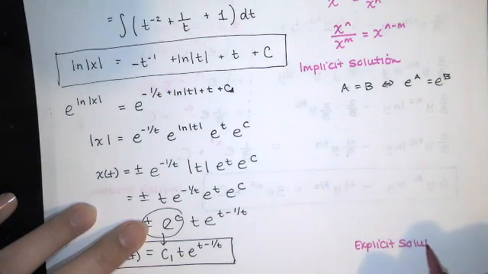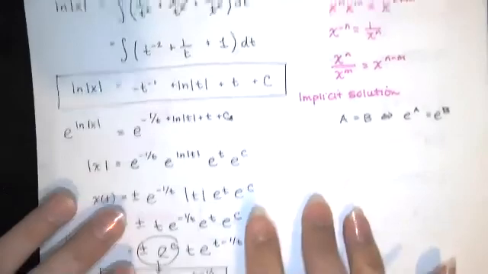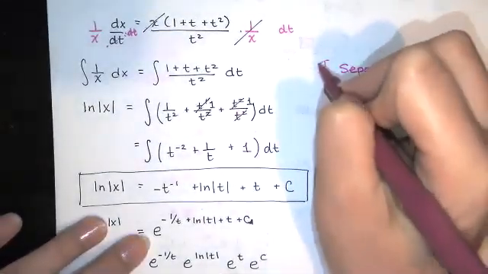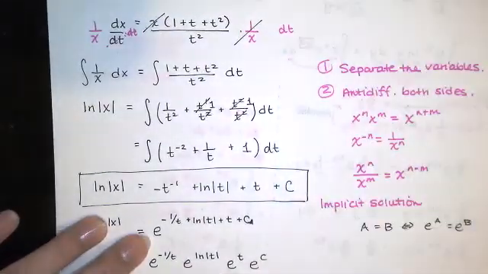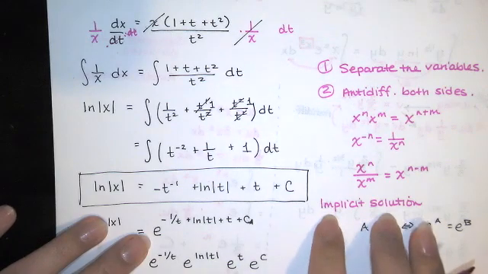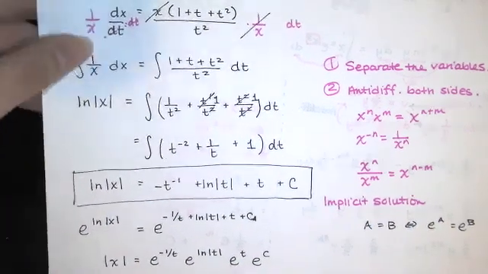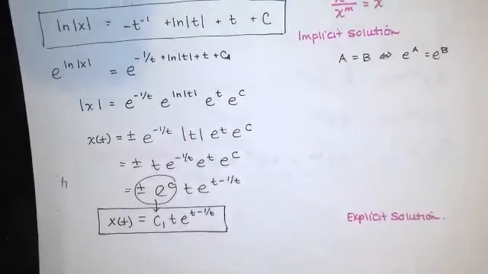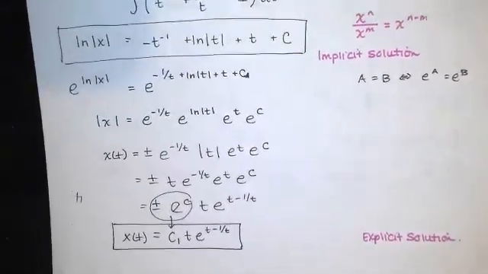That's how we solve separable differential equations, guys. It's actually super simple. You separate the variables, you anti-differentiate both sides, and you're done. That's going to give you an implicit solution. If possible, do a little algebra to get the explicit solution. If it's not possible, just stick with the implicit solution.